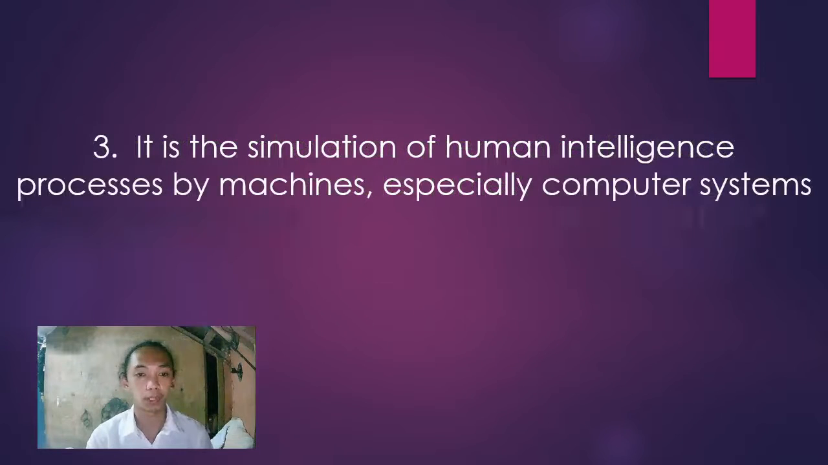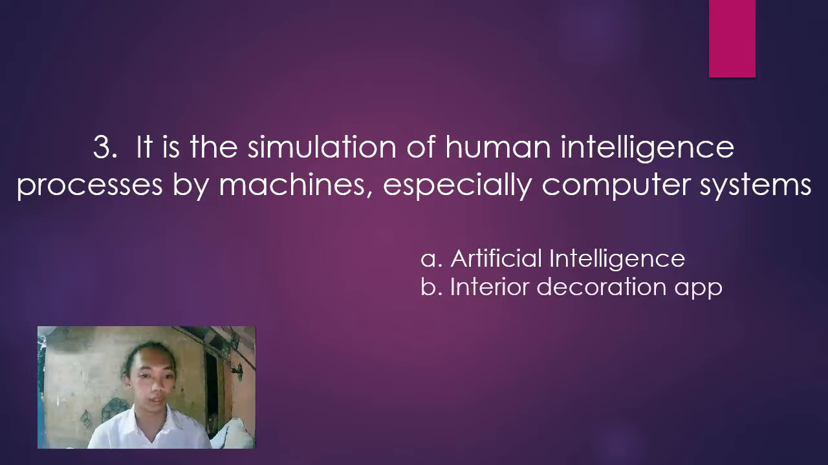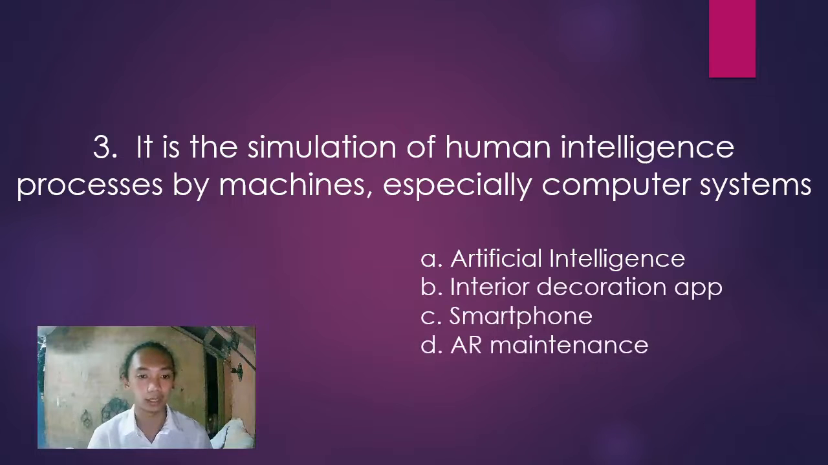Last, question number 3. It is the simulation of human intelligence processed by machines, special computer systems. A. Artificial intelligence. B. Interior decoration apps. C. Smartphone. Or D. AR maintenance. The right answer is A. Artificial intelligence.